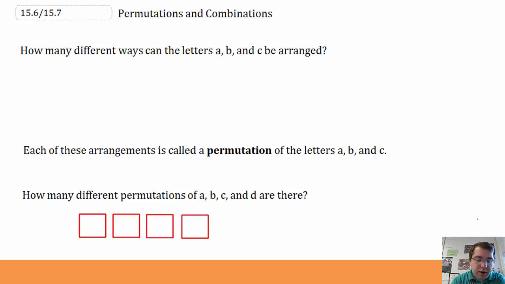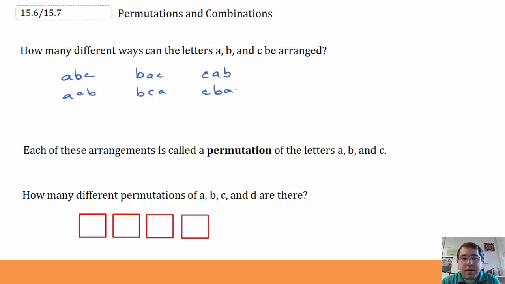Well, I could write ABC. That's one way. I could write ACB. Those are the only two ways in which A would appear first. I could write it with B first and then do BAC, or BCA. Or C could go first and do CAB or CBA. And those are the only possibilities.